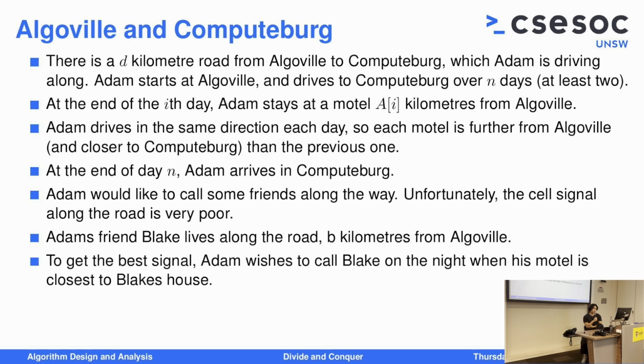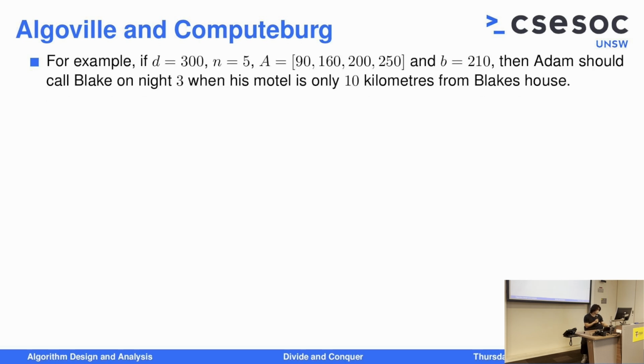Adam's friend Blake lives along the road, b kilometers from Albertville. To get the best signal, Adam wishes to call Blake on the night when his motel is closest to Blake's house. So, just for example, if d is 300 and n is equal to 5, then we have our A, which is the distances of the motels: 90, 160, 200, 250, and b is equal to 210. Then Adam should call Blake on night 3, when his motel is 200 kilometers from Albertville and only 10 kilometers from Blake's house. Right?